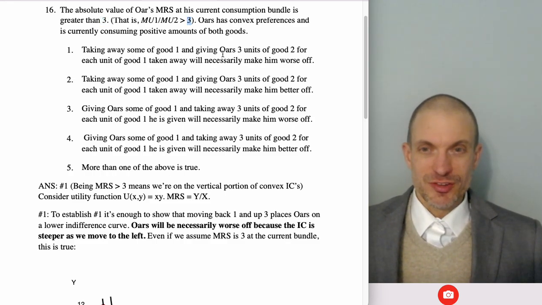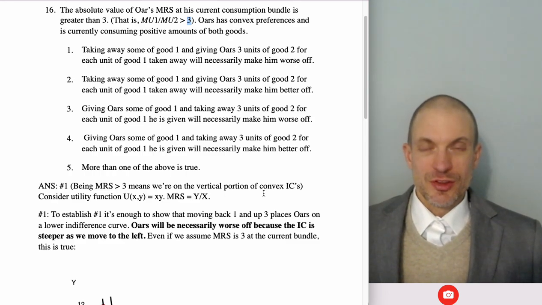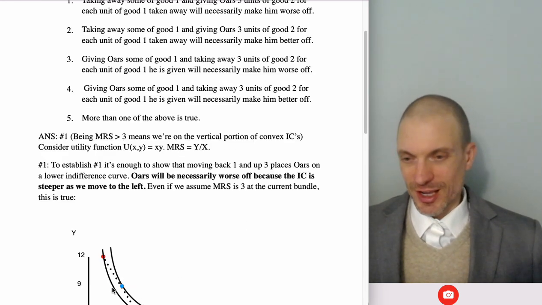Ratio of marginal utilities is 3. See, it's just like 3s versus 5s. Fine. Okay, so the answer is number 1, being that MRS is greater than 3 tells us we're on the vertical portion of the indifference curves, right? So the MRS has a slope greater than 1 on convex or Cobb-Douglas utility function or indifference curves. When the slope of the indifference curve is greater than 1, we know we're on the kind of vertical portion, kind of like this right here.